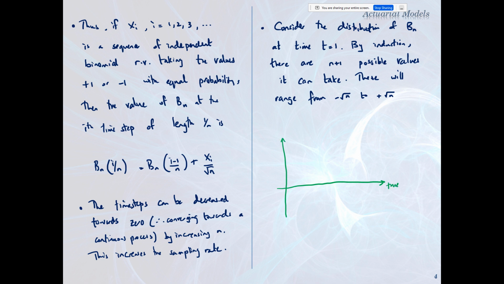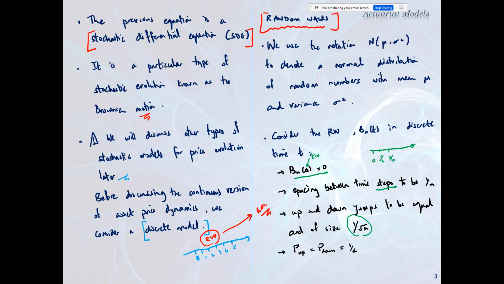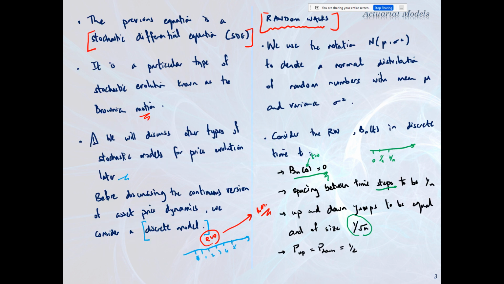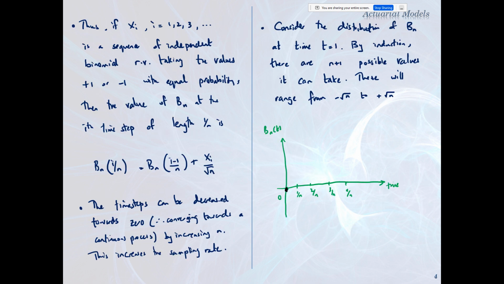So this is time, 1 over n, 2 over n, 3 over n, 4 over n. Okay, so it starts at 0. Here it is. So this is your Bn(t). Okay, so Bn(0) is 0. It says that it may go up or down, and the size of the jump will be 1 over square root n. So let's say it goes up to here. So this will be 1 over square root n. If it goes down, it will be minus 1 over square root n.